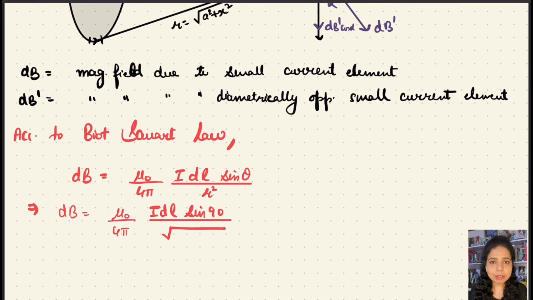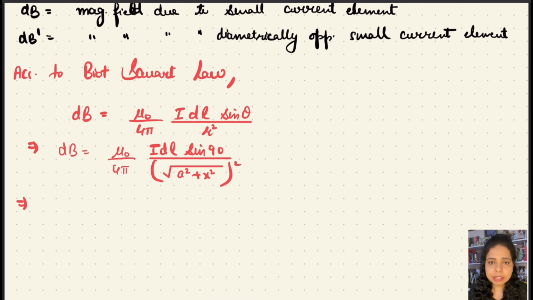Now solving this equation, we are left with dB is equal to mu naught upon 4 pi, I dl, as sin 90 is 1, upon a square plus x square, and the root is cancelled out. Let us put it in brackets and mark this as equation number 1, because we are going to use this equation in our further steps.